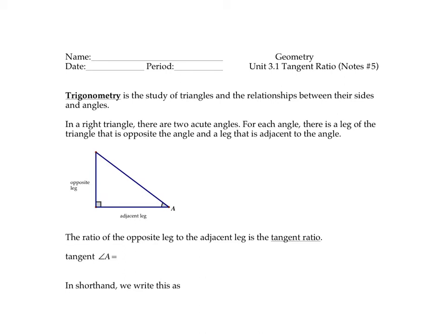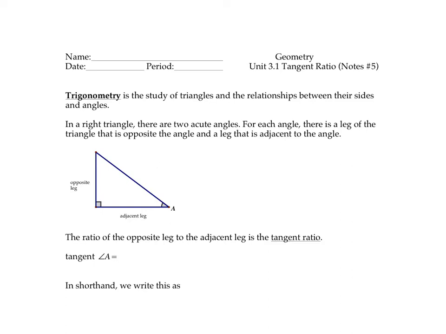Hi everybody. In today's lesson from Unit 3.1, we're going to be introduced to a branch of mathematics called trigonometry. Trigonometry is the study of triangles and the relationships between their sides and angles. What we're going to be studying in class is called right triangle trigonometry. So we're going to always have a right triangle. And in that right triangle, there are two acute angles.